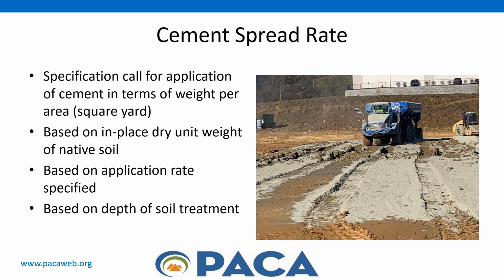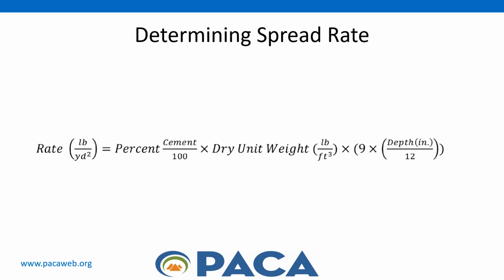Most specifications call for the application of cement in terms of weight per area, such as pounds per square yard. The percentage of cement needed is based on three factors: the in-place dry unit weight of the native soil, the application rate specified, and the depth of the soil treatment. This equation calculates the spread rate based on those three factors.